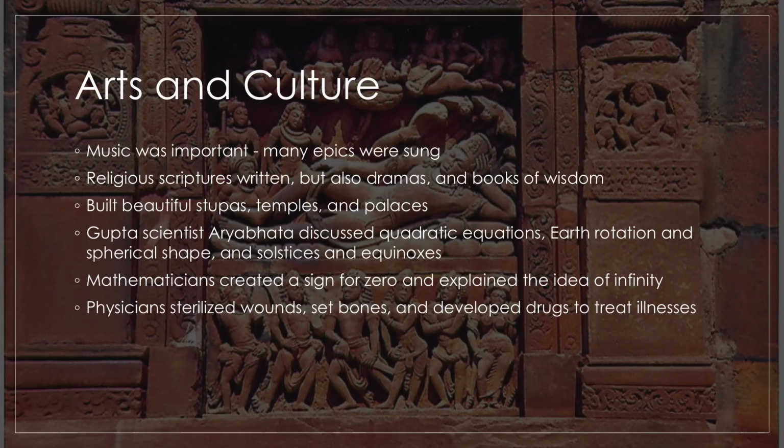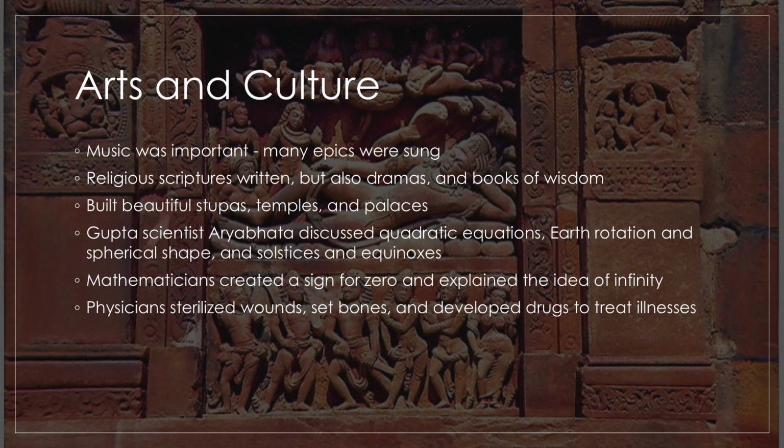These ancient Indian societies produced rich and distinctive arts and culture. They made advances in mathematics, science, and medicine. Music was very important to these cultures. Many of the epics and poems were sung. Religious scriptures were written, but also dramas and books on wisdom. As I've mentioned, many leaders produced stunning stupas, temples, and palaces.